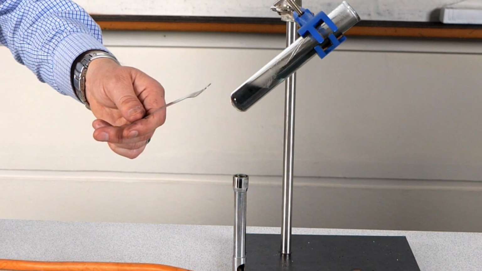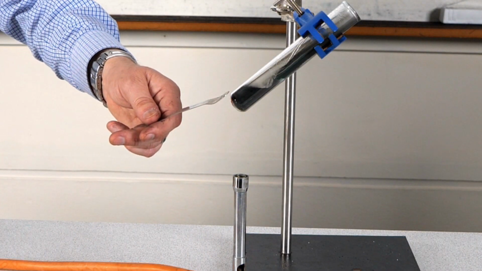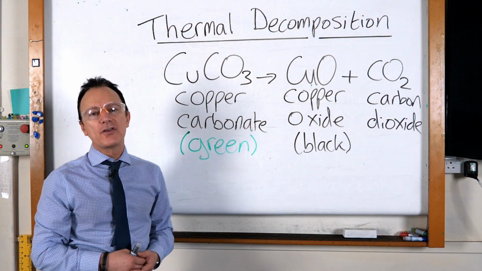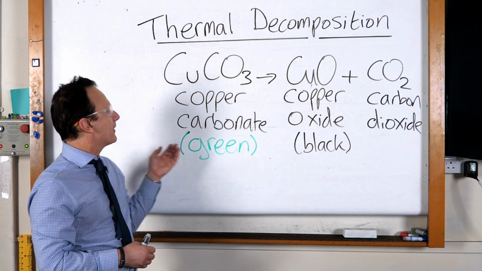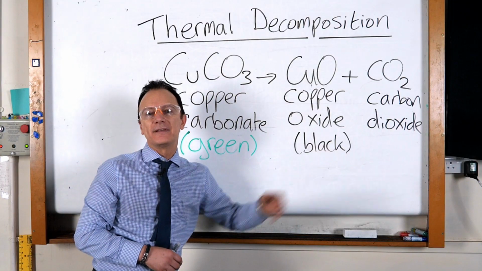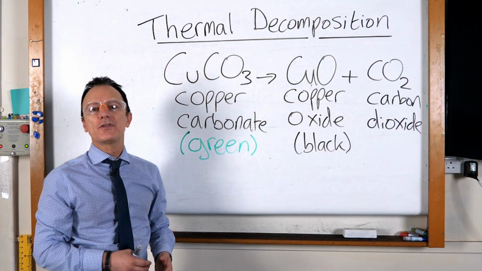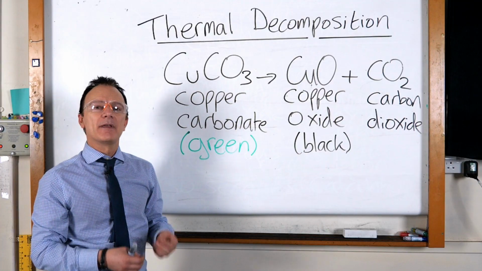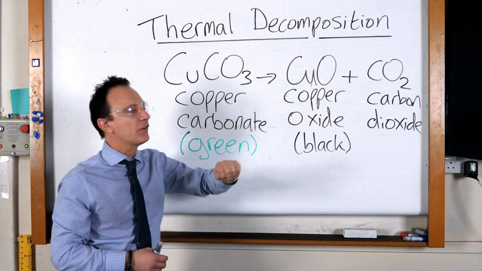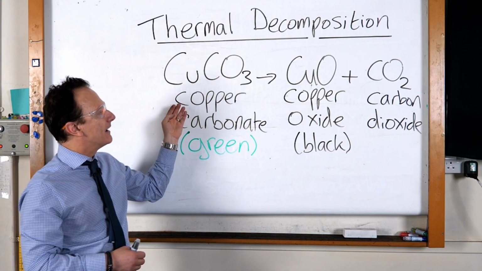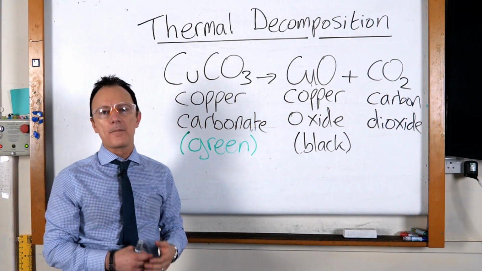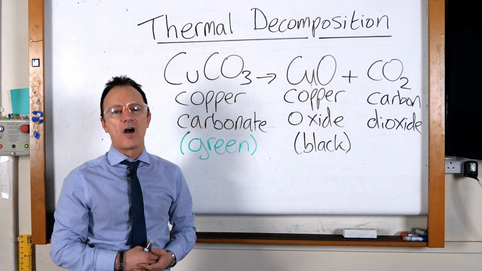So we can see that the green copper carbonate has now turned into black copper oxide. What we've just seen is a thermal decomposition reaction where the green copper carbonate changed into black copper oxide and carbon dioxide was given off. It's called a thermal decomposition reaction because we're using a lot of heat, that's the thermal part, and the decomposition means that the copper carbonate is breaking down to form these two substances. But we've still not got the copper that we're trying to extract from the rock.